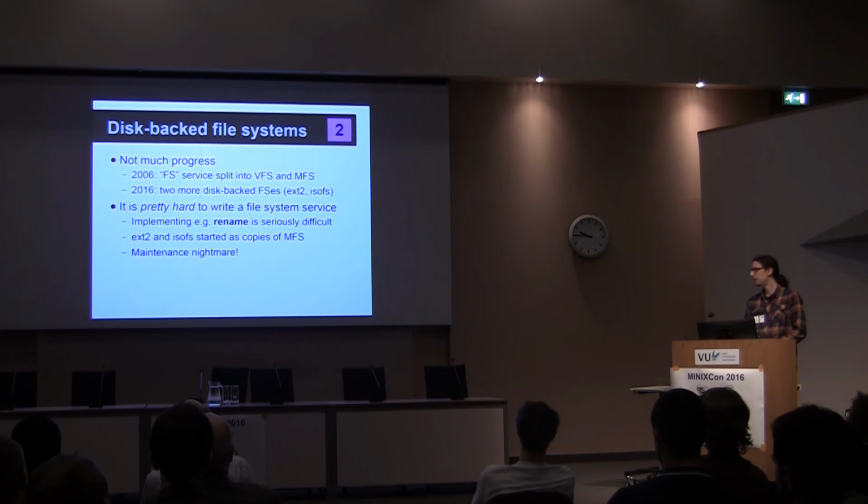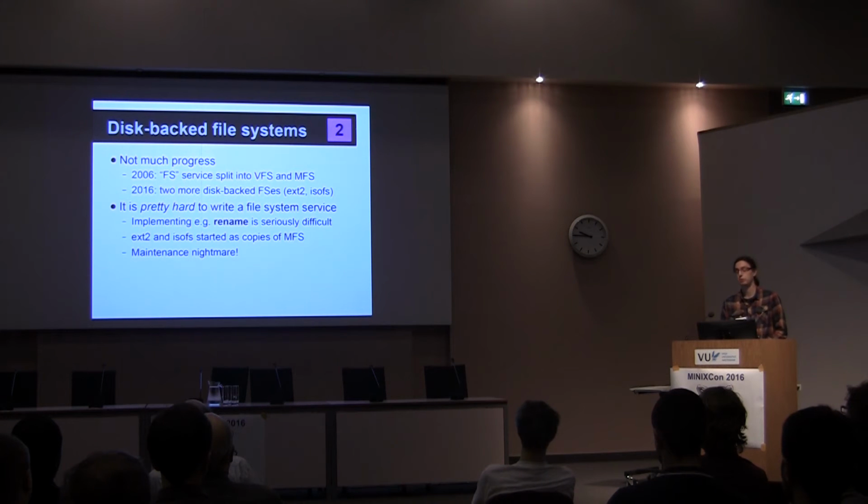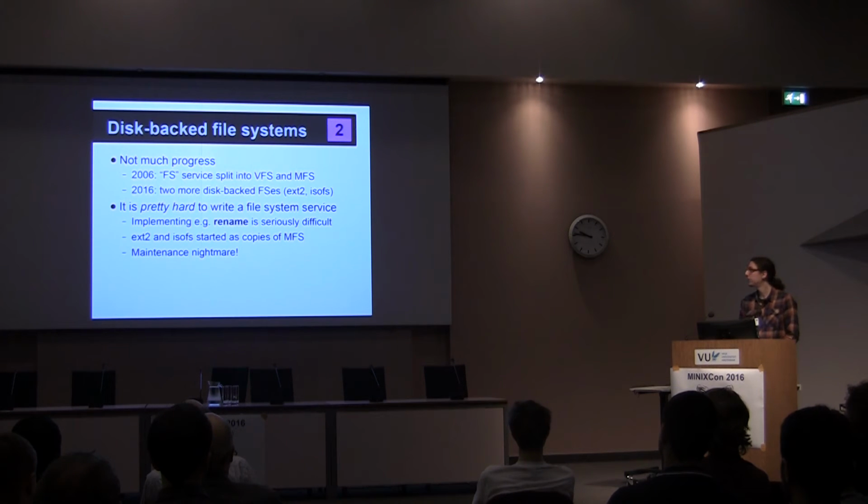So what is the problem here? I think it is basically a problem that it's pretty hard to write a file system service, and that is mostly because of all sorts of POSIX requirements that have to be implemented for all the file system calls, and all sorts of error handling that you really have to get right. For example, implementing the rename system call is really not something that is very pleasant. ext2 and ISOFS, as a result, simply started out as copies of MFS, which is in essence a nightmare in terms of maintenance, because that means that we've had to fix the same bug in 3 different implementations on several occasions. So that's really not great for maintenance.